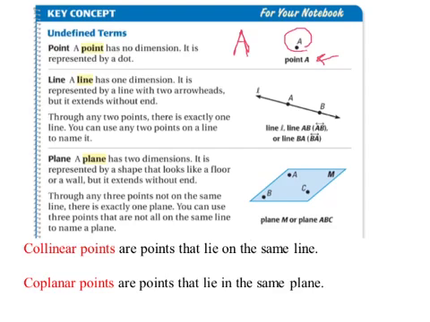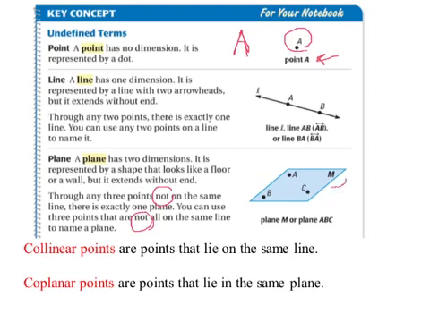Through any three points not on the same line, there is exactly one plane. You can use three points that are not all on the same line to name a plane. They cannot be on the same line. If you have three points on the same line, it's not a plane, it's a line.